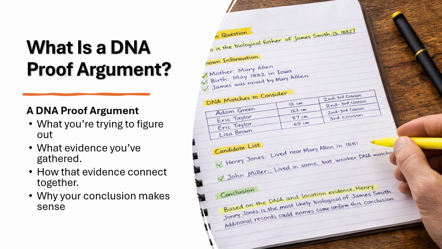So, what is a DNA proof argument? A DNA proof argument may sound technical, but it's actually very straightforward. It's simply a clear explanation of four things: what you're trying to figure out, what evidence you've gathered, how that evidence connects together, and why your conclusion makes sense. It's not about writing something complicated or formal. It's about organizing your thoughts in a way that someone else, and just as importantly, you can follow. When you take the time to do this, your research becomes much clearer and much easier to trust.